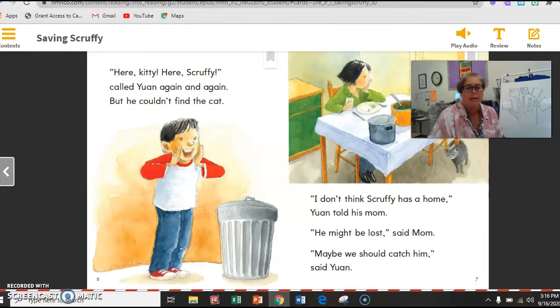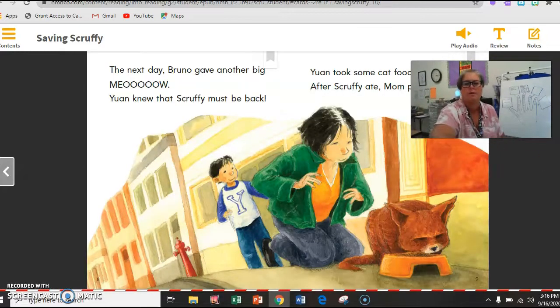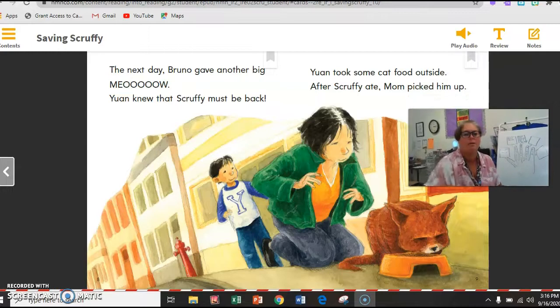"Here, kitty, here, Scruffy," called Yuan again and again, but he couldn't find the cat. "I don't think Scruffy has a home," Yuan told his mom. "He might be lost," said Mom. "Maybe we should catch him," said Yuan. The next day Bruno gave another big meow. Yuan knew that Scruffy must be back. Yuan took some cat food outside. After Scruffy ate, Mom picked him up.